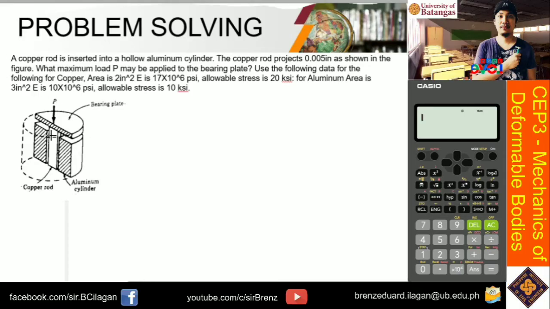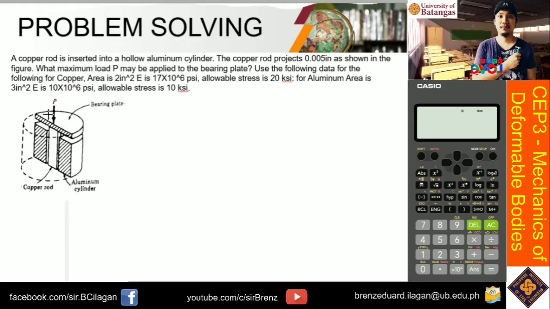So kung mapapansin nyo, yung ating copper rod, mas mahaba siya compared sa aluminum cylinder. So yan yung gustong sabihin ng copper rod. Sabi na project daw siya ng 0.005. So itong pagitan ng iyong aluminum at saka copper, yung nakalawit na yan, that is 0.005. So anong tanong? What maximum load P may be applied to the bearing plate?